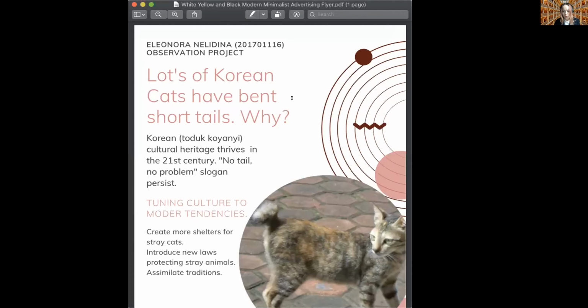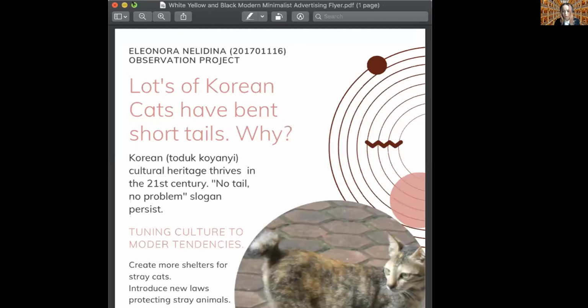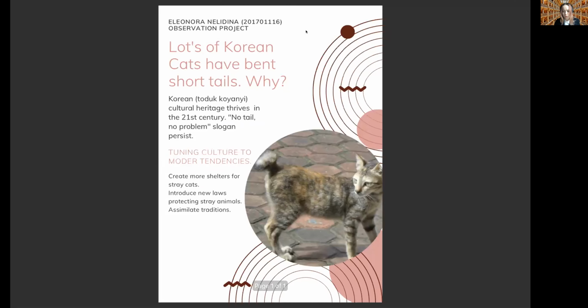Okay. Today I will talk about something that most of you might have seen in your lives. These are stray cats in Korea, and they're very curious and naturally cocktailed. During the whole month of November, I observed the world around me to find out something interesting and strange. What I noticed was that most cats in Korea have bobtails, tails that seem to be cut naturally.